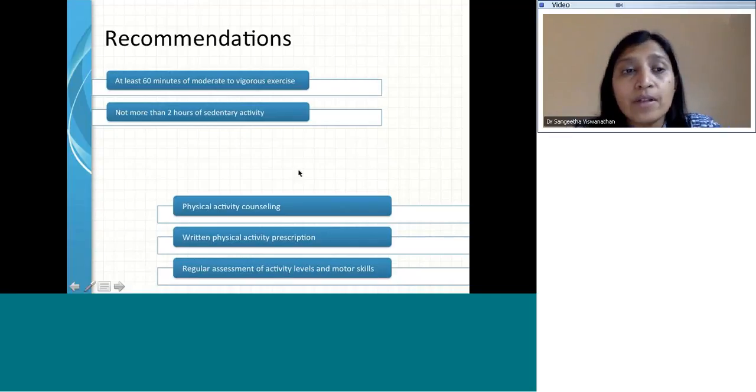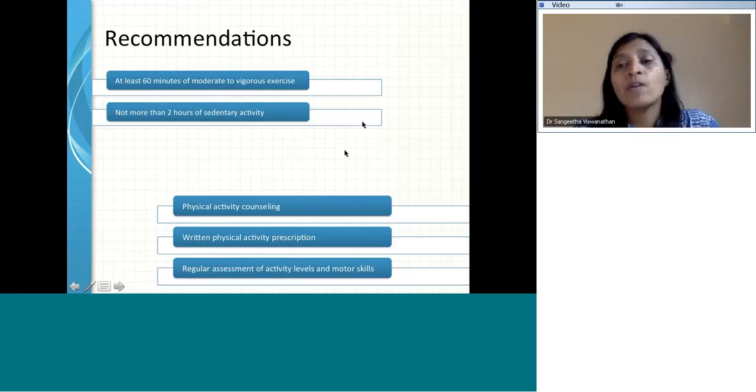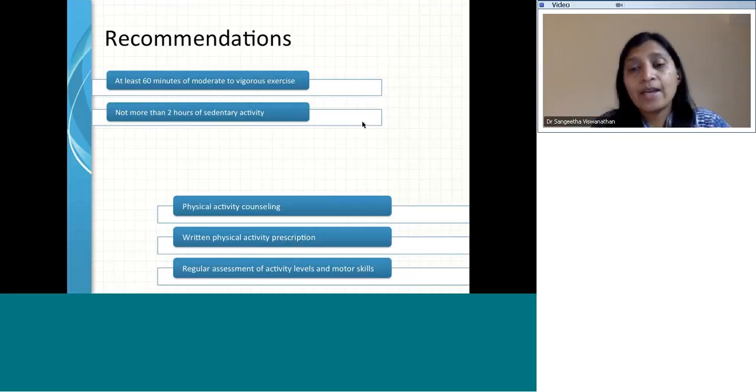You can also give a written physical activity prescription, just like you prescribe medications. You prescribe, these are the things that this patient can do, these are the things to be avoided, etc. So that the family practitioner and the parents have a written document which they can refer to in case they have any queries.